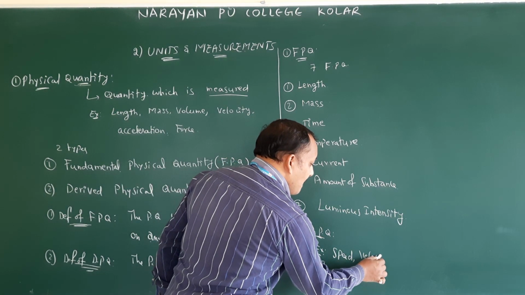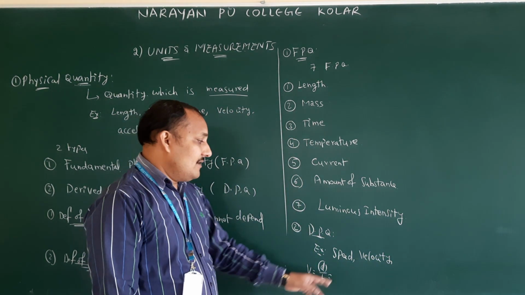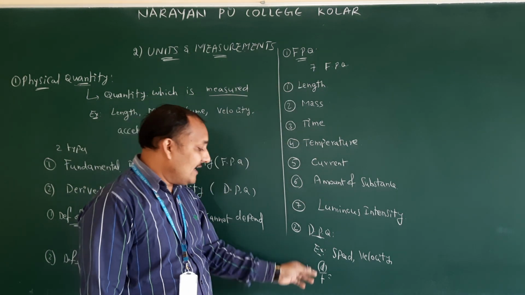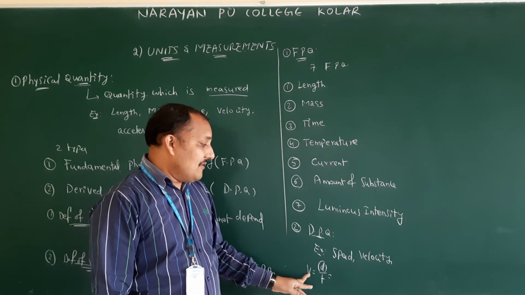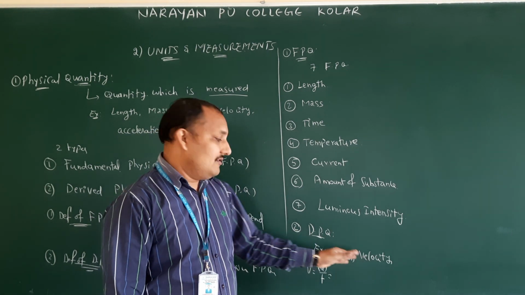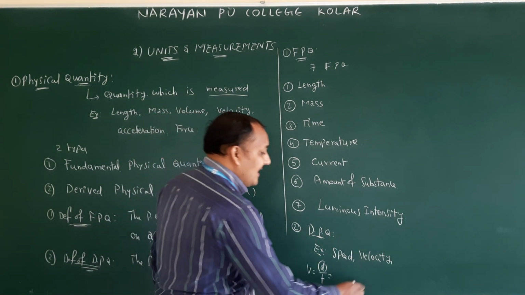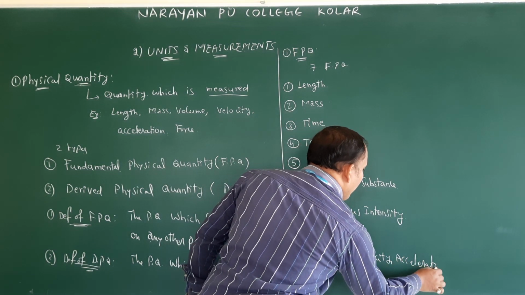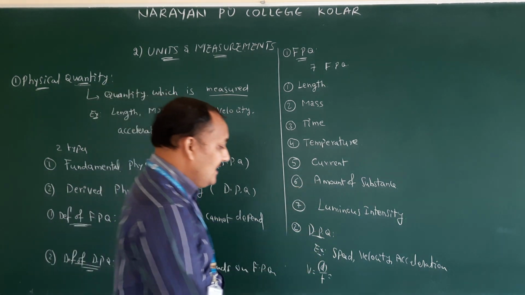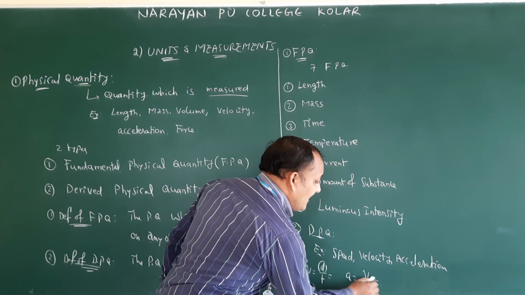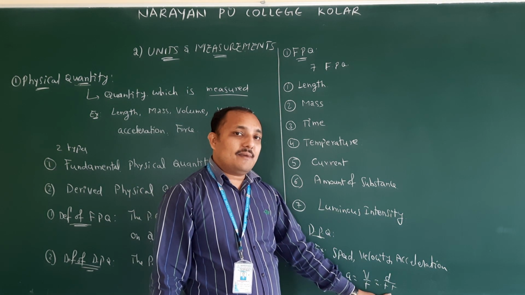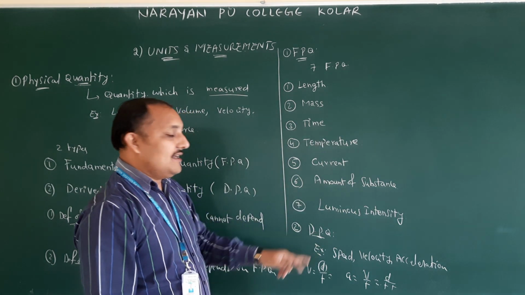Speed is a derived physical quantity. If I write velocity, what is velocity? Velocity is nothing but displacement by time. Again, displacement goes to a fundamental physical quantity, and time goes to a fundamental physical quantity. Therefore velocity comes under derived physical quantities. Except for these 7, almost all the remaining ones are derived physical quantities. If you take acceleration, what is the definition? Rate of change of velocity, velocity by time. And velocity is displacement by time, so acceleration depends on two fundamental physical quantities. Therefore acceleration is called a derived physical quantity.